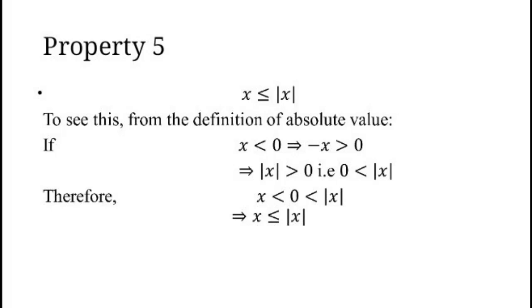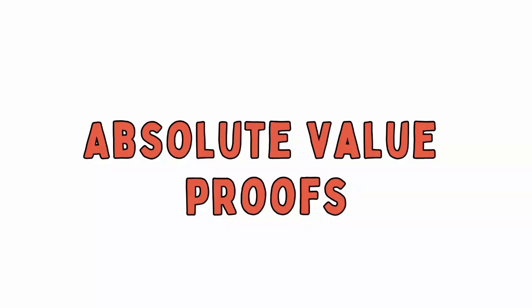So in every case, we find that the absolute value of x is equal to the absolute value of negative x. This proves that no matter what number you choose, positive, negative, or 0, the absolute value of x will always be equal to the absolute value of negative x. And that wraps up our step-by-step proofs of properties 3, 4, and 5 of absolute value. We've seen how these properties are not just rules to follow, but logical results, built from what we already know about real numbers and distance on the number line.